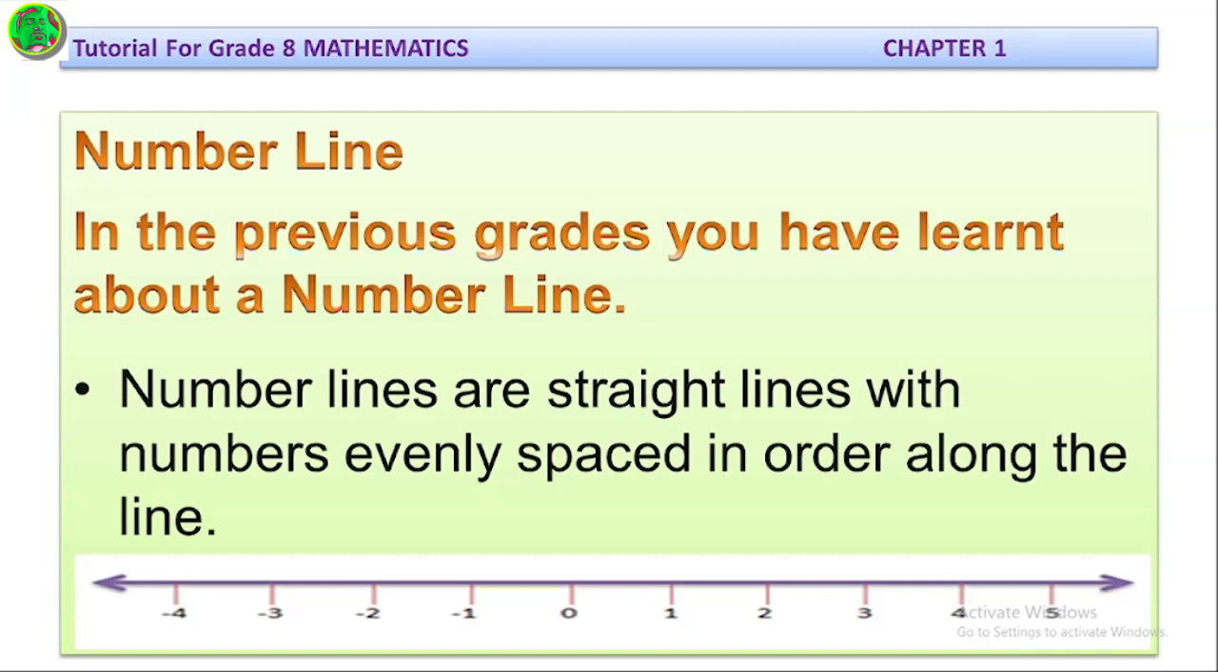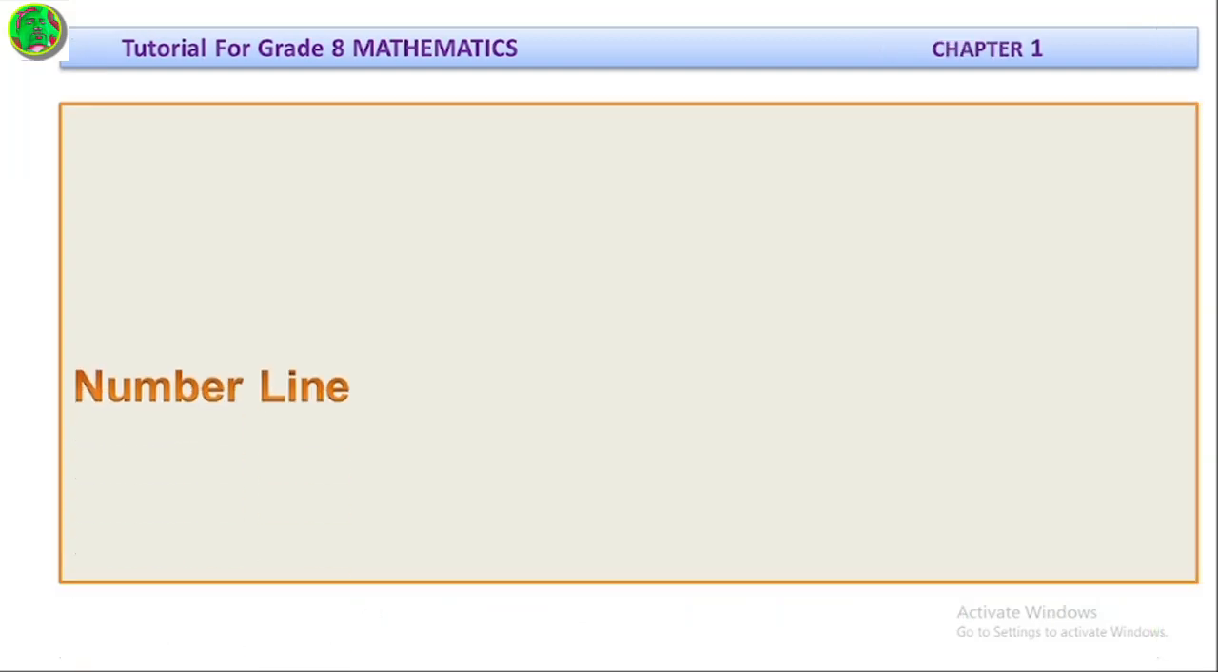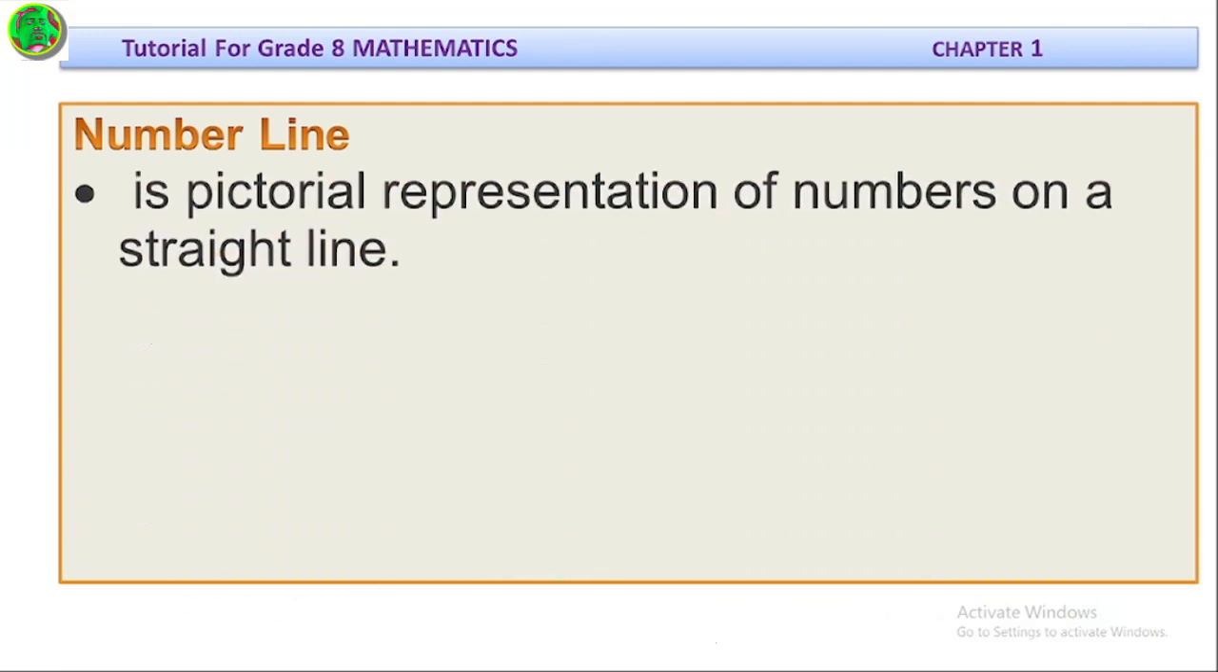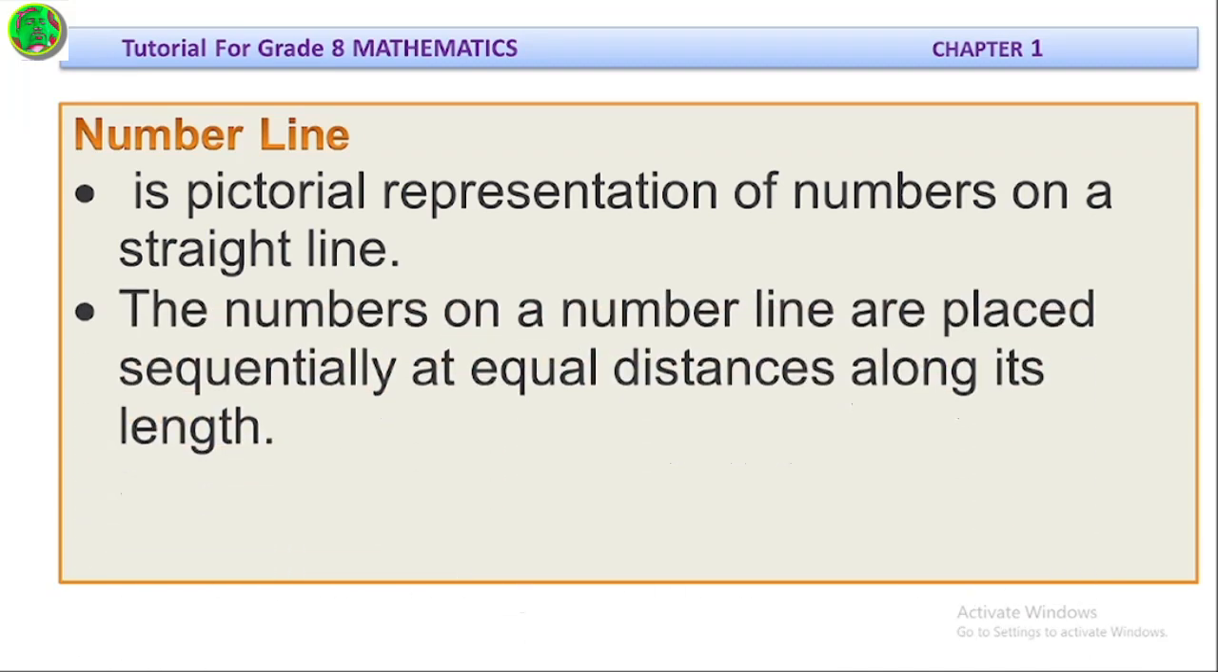The number line has numbers which are evenly spaced in order along the line. So we can take this line as a number line. A number line is a pictorial representation of numbers on a straight line. The numbers on the number line are placed sequentially at equal distance along its length.